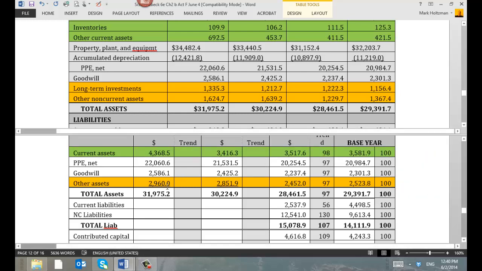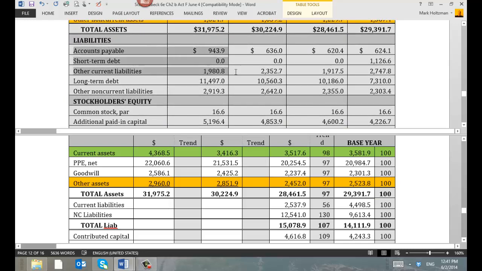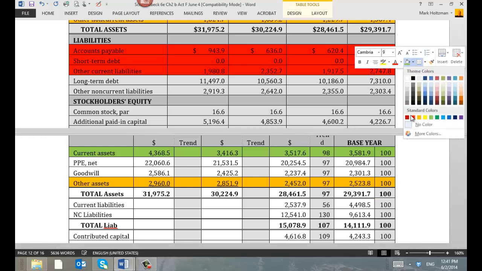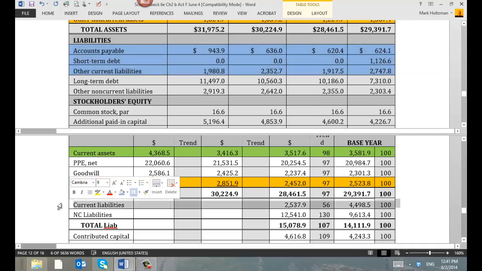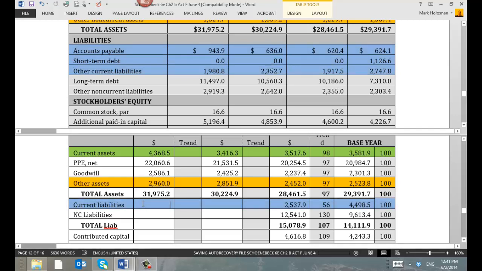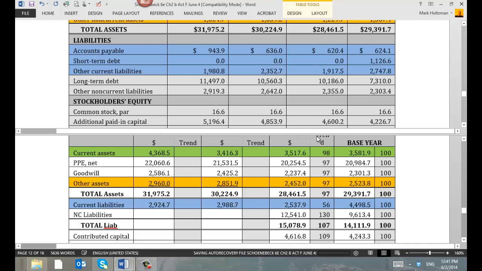So you can see how I got these numbers. Current liabilities would be accounts payable, short-term debt, and other current liabilities. So I'll make this another color. Color's a nice thing, right? They are blue. Adding these up, you get 2,924,700 in 2010 and 2,988,700 in 2009. Non-current liabilities would be these two here.